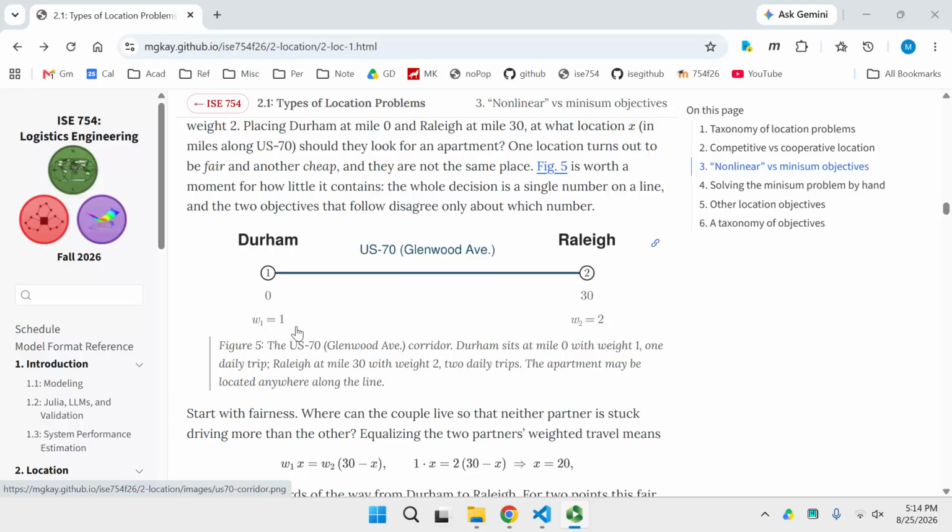So for this problem, we can start with how they should decide where to locate and pick an apartment, assuming apartments are available anywhere along US 70 or Glenwood Avenue. So they can pick any point. What point would you predict that they would pick, and then what point should they pick? And they're not necessarily the same thing.